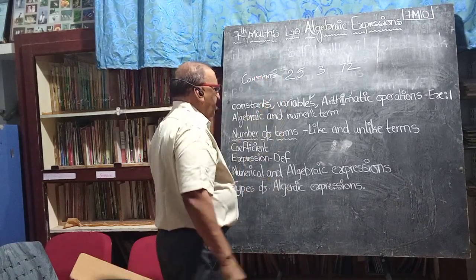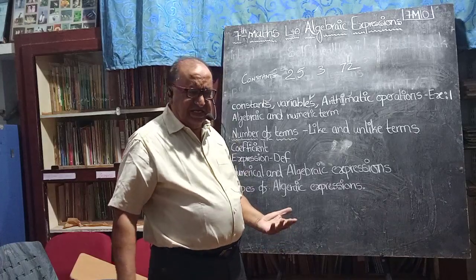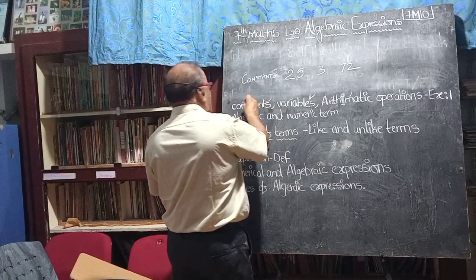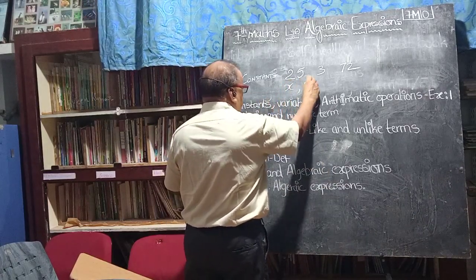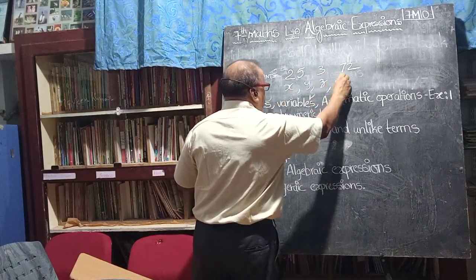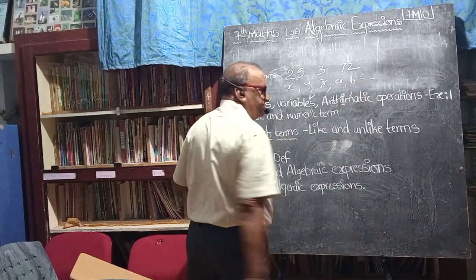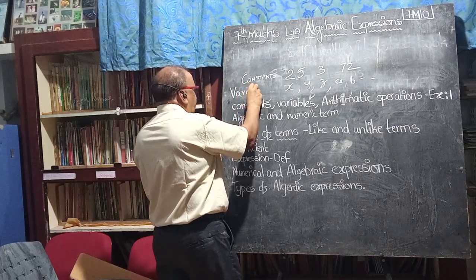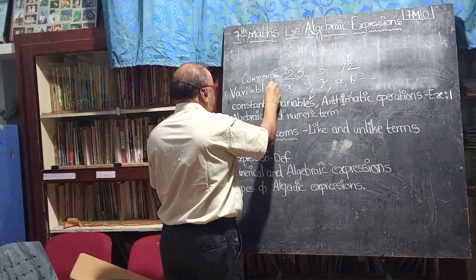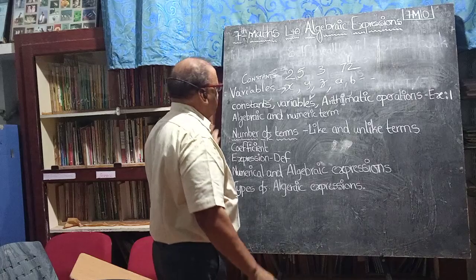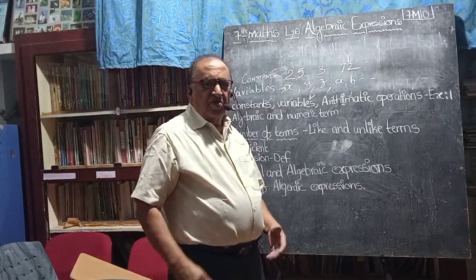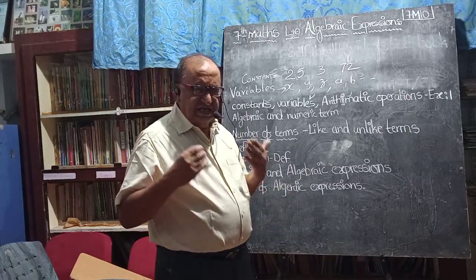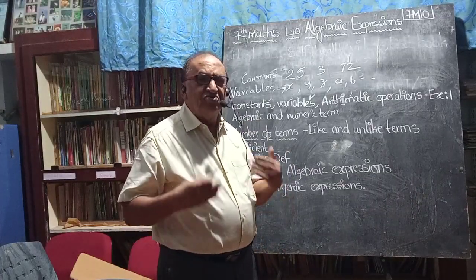Constants, variables and arithmetic. Generally we use variables like x, y, z or a, b, small letters. These are called variables, V-A-R-I-A-B-L-E-S. So constants are the terms whose value does not change. Variables are the terms whose value changes.